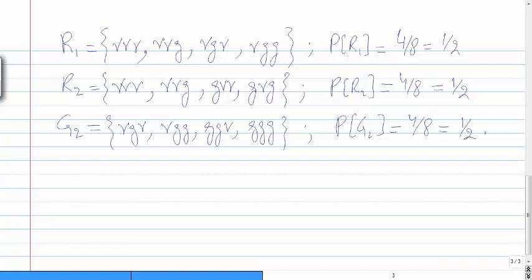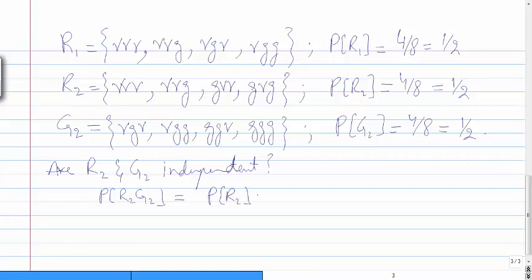Now the first question is to find the independence of R2 and G2. Are R2 and G2 independent? This is the first question we need to answer. How do we do that? We take the probability of R2 G2, and then we have to prove that this must be equal to probability of R2 times probability of G2 for independence.